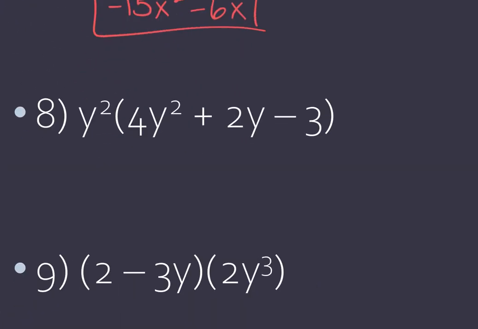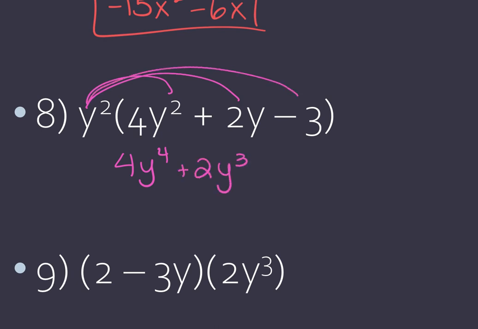Okay, 8. Now we're distributing y squared. So 4y squared times y squared is 4y to the fourth, because we would add those exponents. Y squared times 2y is positive 2y to the third. And y squared times negative 3, negative 3y squared.